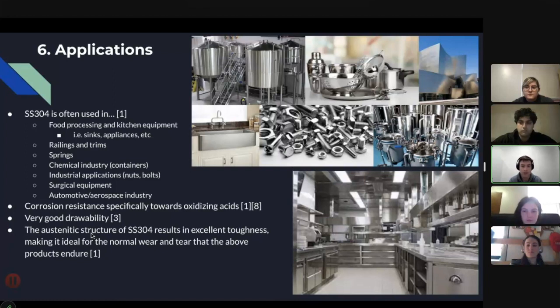It also has very good drawability, which allows for it to be fabricated into very complex shapes due to its high elongation and yield strength. Additionally, the austenitic structure of the steel results in excellent toughness, making it ideal for the normal wear and tear on these appliances.